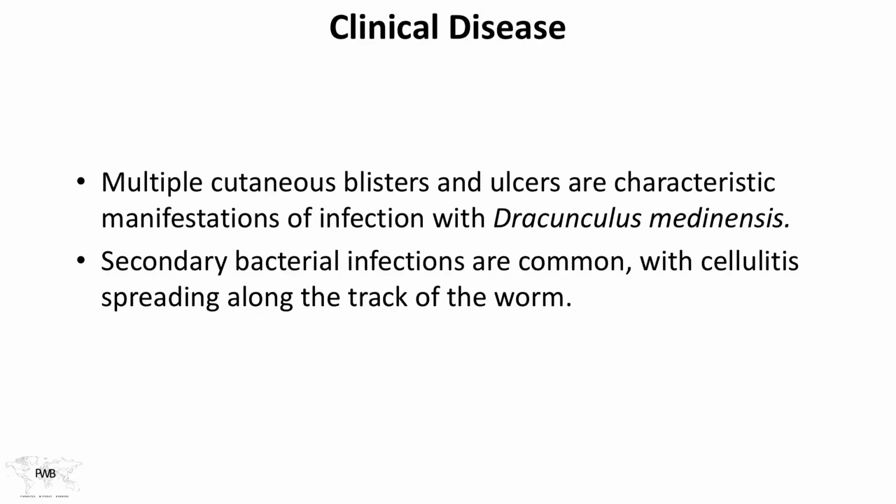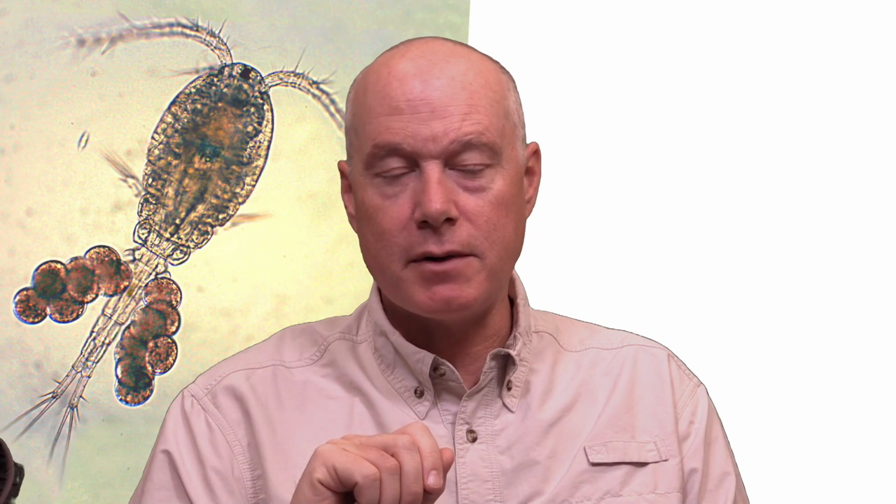Now, let's talk a little bit about clinical disease with Dracunculus or guinea worm. Multiple cutaneous blisters and ulcers are the characteristic manifestations of infection with Dracunculus medinensis. Unfortunately, not really caused by the guinea worm itself, but because of the opening in the skin, you can end up with secondary bacterial infections, and these are quite common. A concern is that you can end up with the infection getting into the skin, a cellulitis spreading along the track of the worm.